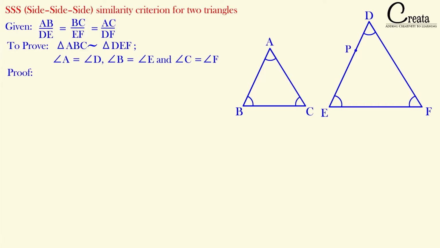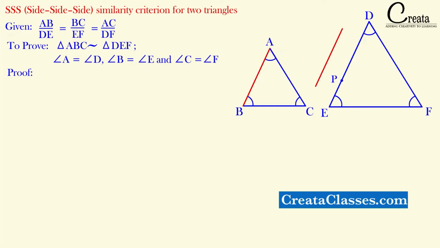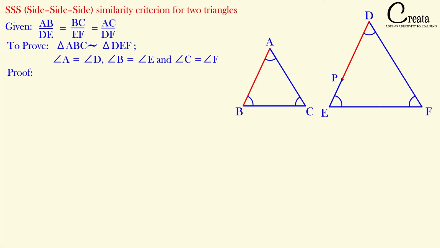Firstly, let's assume a point P on the line segment DE, that is the side of the triangle DEF, such that AB and DP are equal to each other. Okay, the similar concept of the previous theorem. Similarly, let's assume the point Q on the side DF such that AC and DQ are equal to each other. So we got AB and DP are equal to each other and AC and DQ are equal to each other. This we have taken by the construction. Further, let's join the points P and Q to form the triangle DPQ.